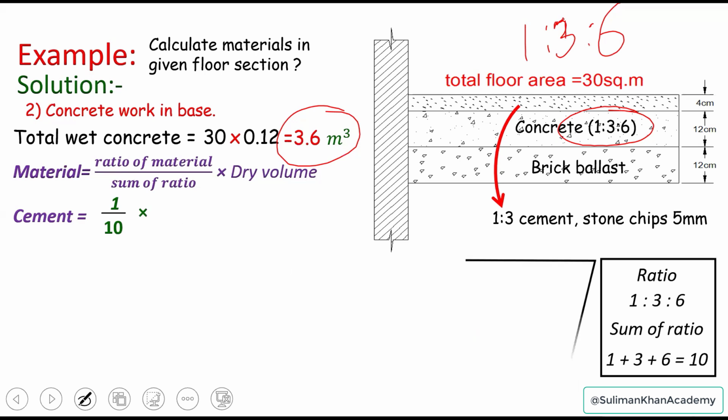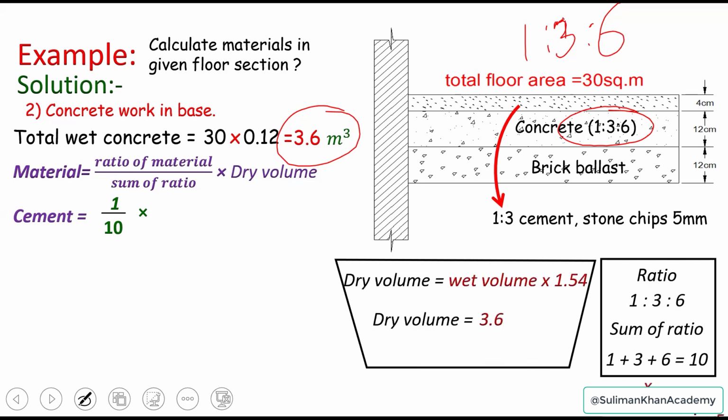Now, the dry volume can be very interesting, but we have already just covered it. That's why I'm not going to spend much time again. The dry volume is the wet volume times a factor, and that factor is 1.54. So we may have the dry volume as 5.544 cubic meters. What's 1.54? We have already covered that. I'm not going to repeat that again because you guys are not asking me that. It means you are clear about this, okay?